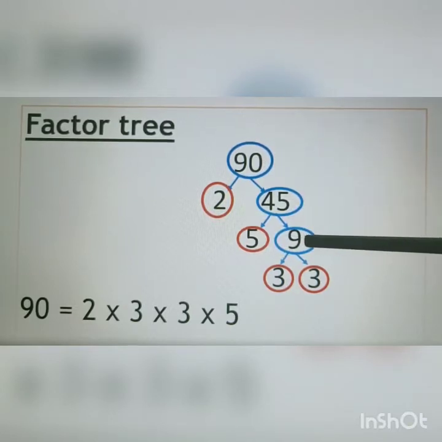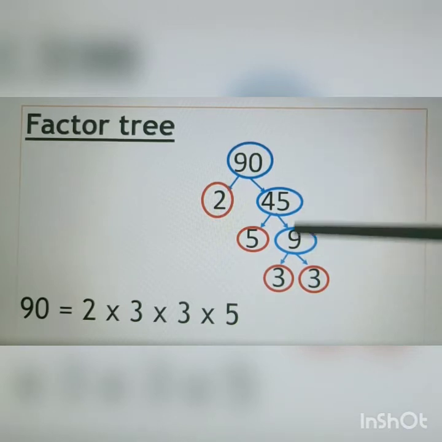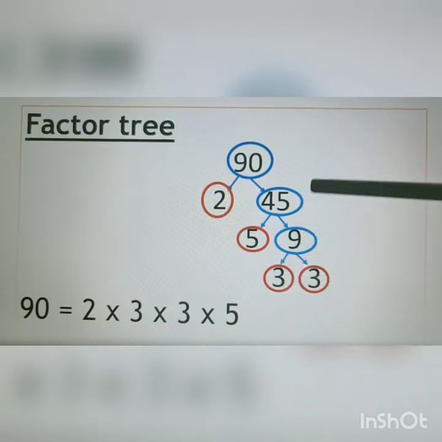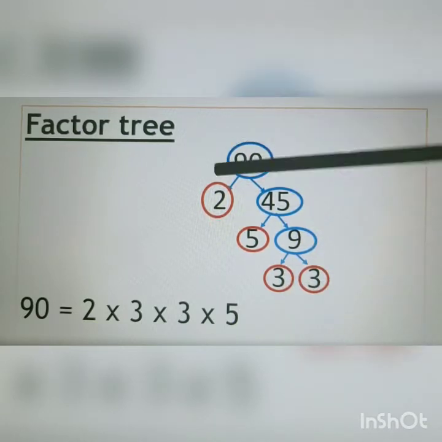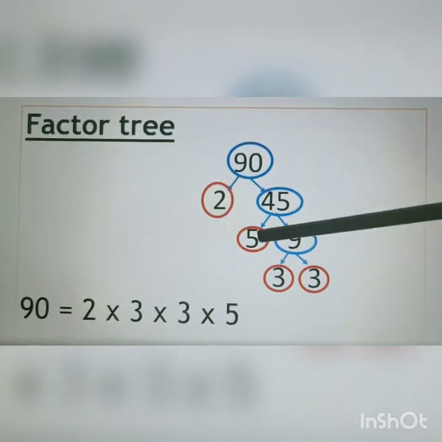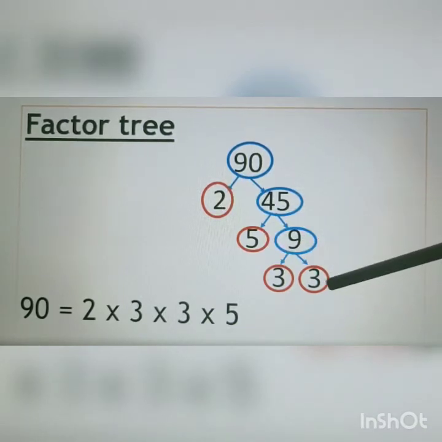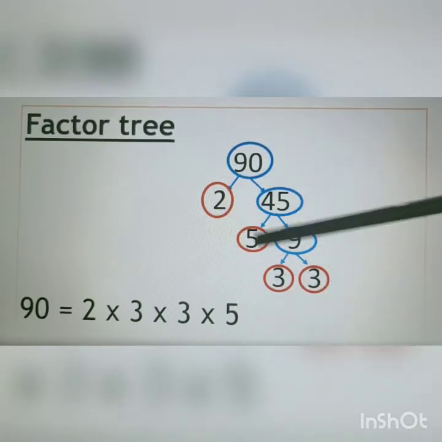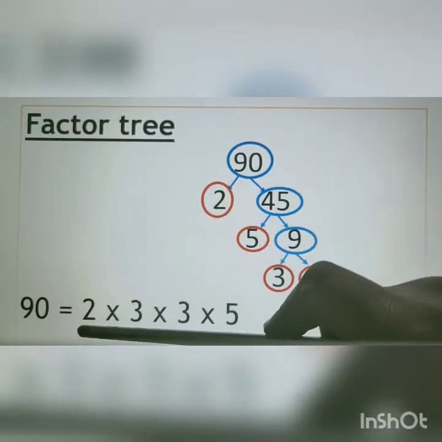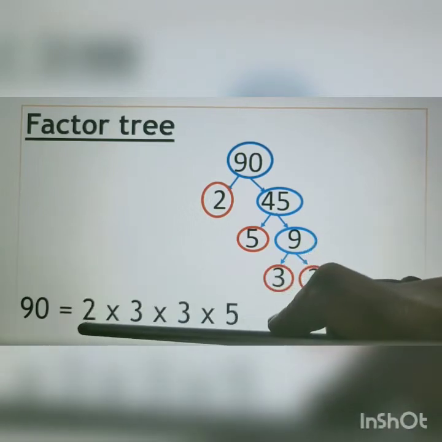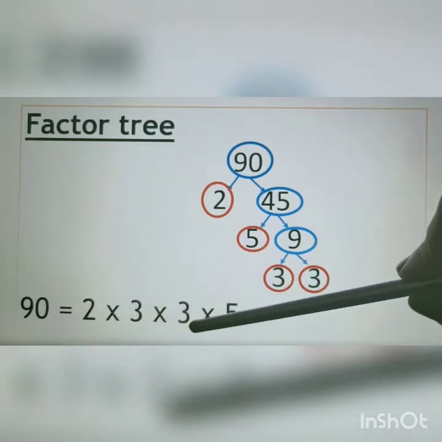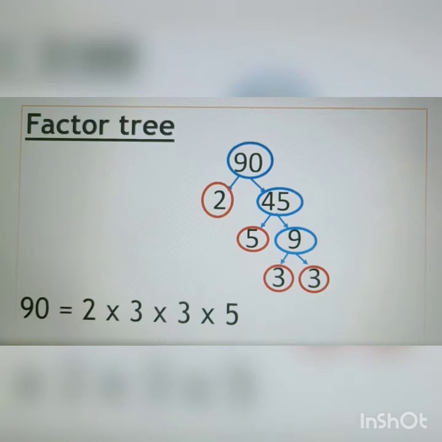Now, 9 is a composite number, so it can be expressed as 3 into 3. So, finally, 3 is also a prime number. So, 2 into 5 into 3 into 3 is equal to 90. So, it can be rearranged in ascending order. So, 90 is equal to 2 into 3 into 3 into 5.